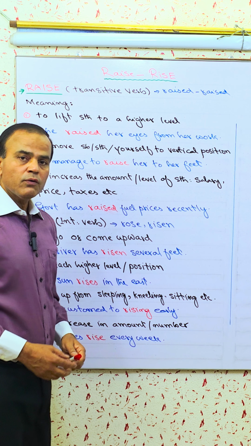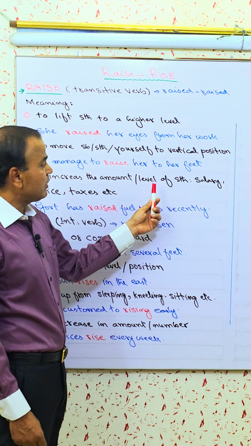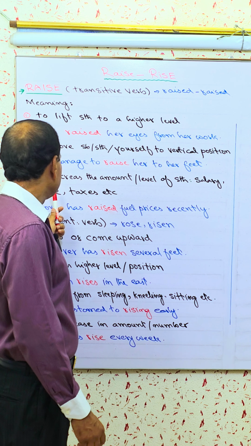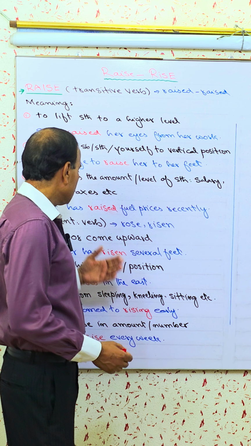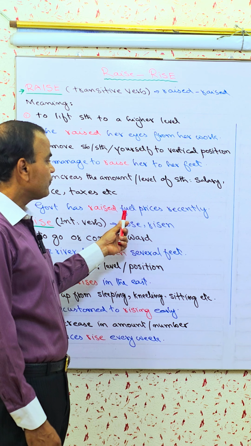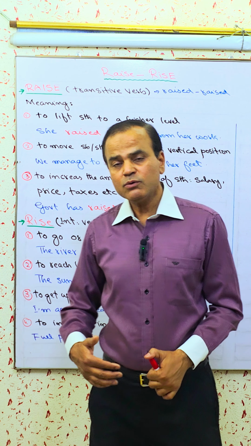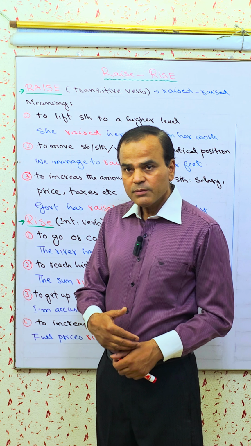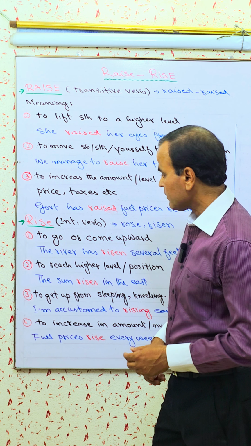Third meaning of the verb is to increase the amount or level of something. Like salary, price, taxes, etc. The sentence is government has raised fuel prices recently. Means the amount of the prices of the fuel have been raised.